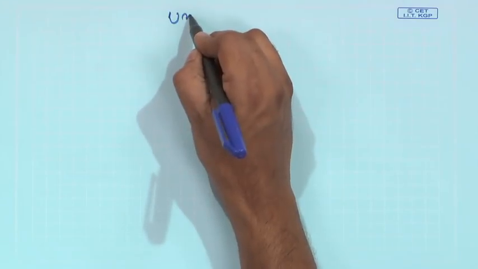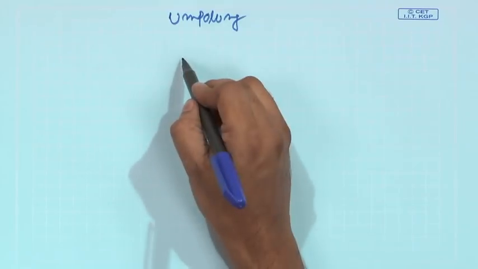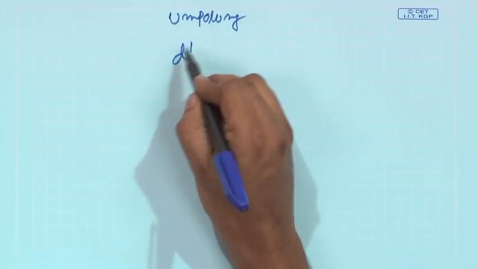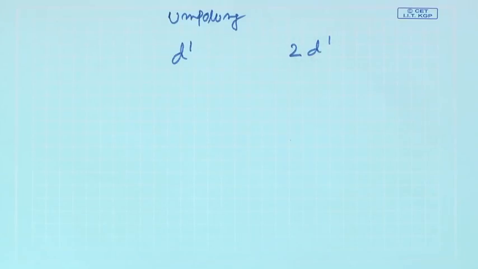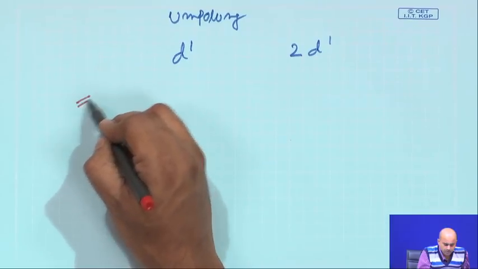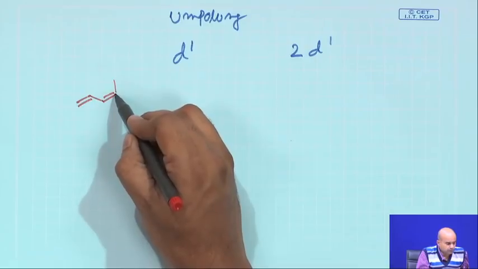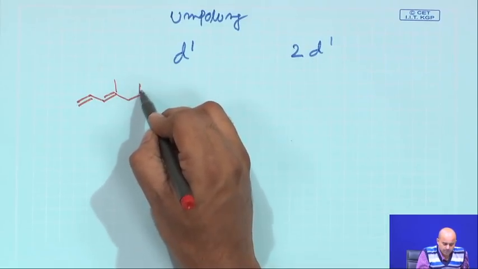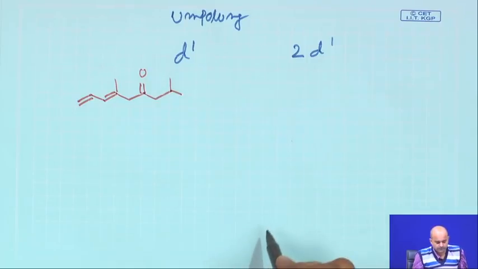We will just try to have a little bit more examples on this umpolung species. What we say is that these species are basically D1 species or 2D1 species. Next, we will talk about a problem which will basically highlight how this umpolung chemistry was used in the synthesis of some natural products.